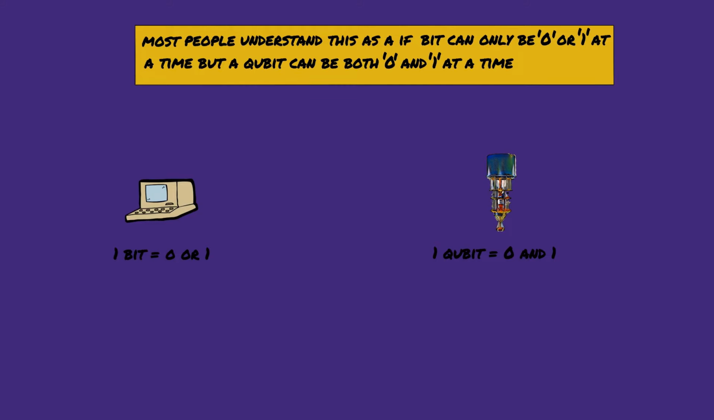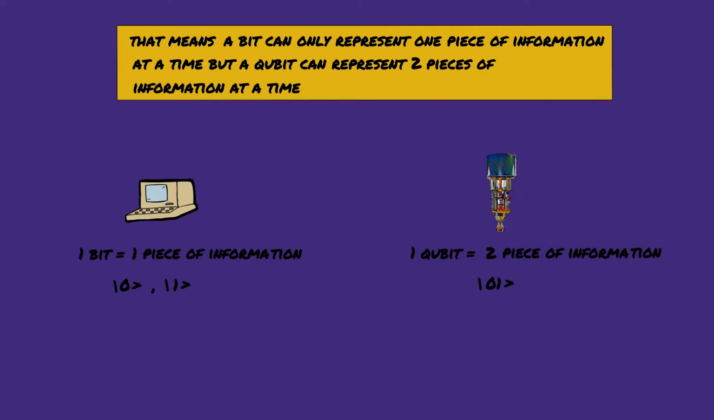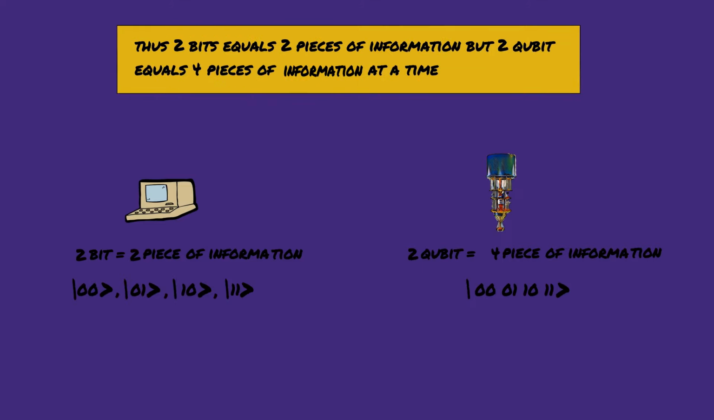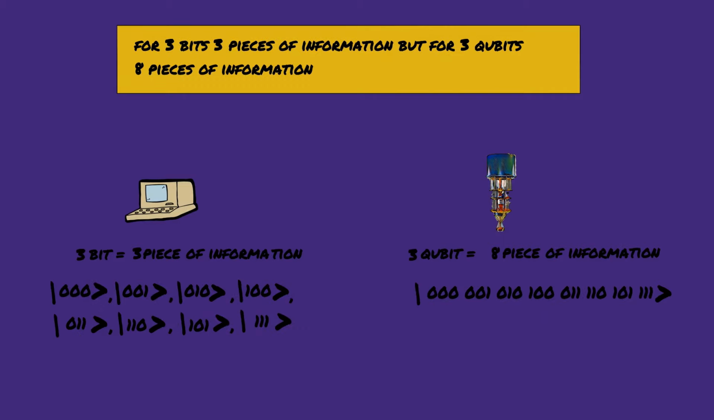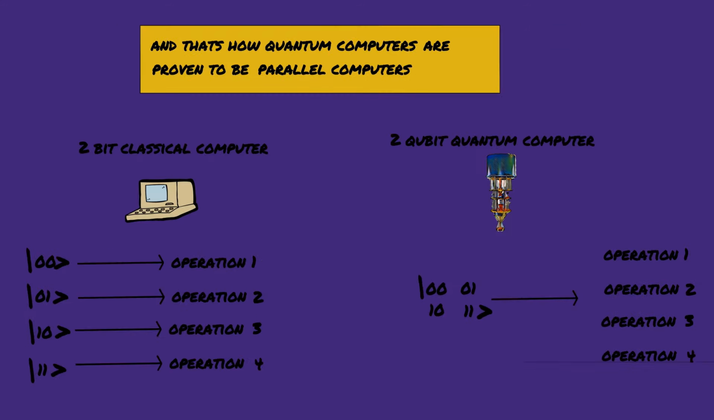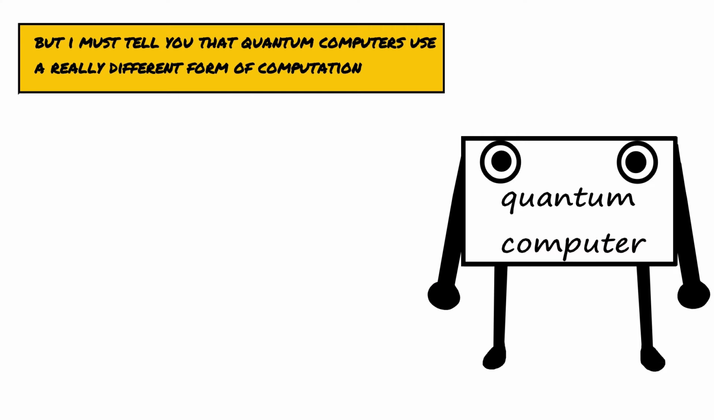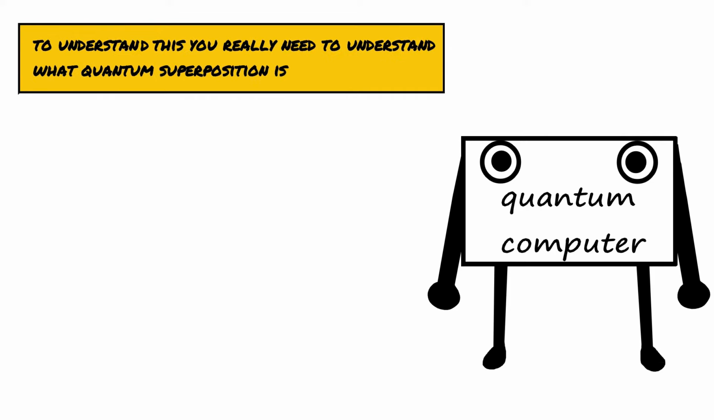Most people understand this as if a bit can only be 0 or 1 at a time, but a qubit can be both 0 and 1 at a time. That means a bit can only represent one piece of information at a time, but a qubit can represent two pieces of information at a time. Thus, 2 bits equal 2 pieces of information, but 2 qubits equal 4 pieces of information at a time. Thus, for 3 bits, 3 pieces of information, but for 3 qubits, 8 pieces of information, and so on. And that's how quantum computers are supposedly proven to be parallel computers. But I must tell you that quantum computers use a really different form of computation. To understand this, you really need to understand what quantum superposition is.